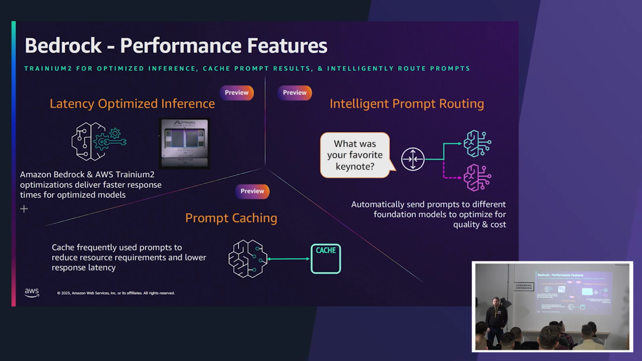And last one, prompt caching. This is probably self-explanatory. So you can cache some prompts and the responses, and if another prompt comes which matches the cached prompt, you can get the response from the cache. So you are saving latency because the response will be quicker, and you are saving money because you are not calling the model, you are just calling the cache.